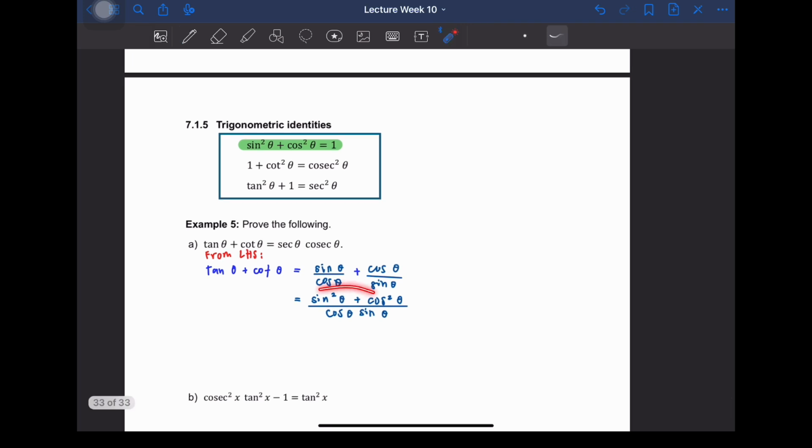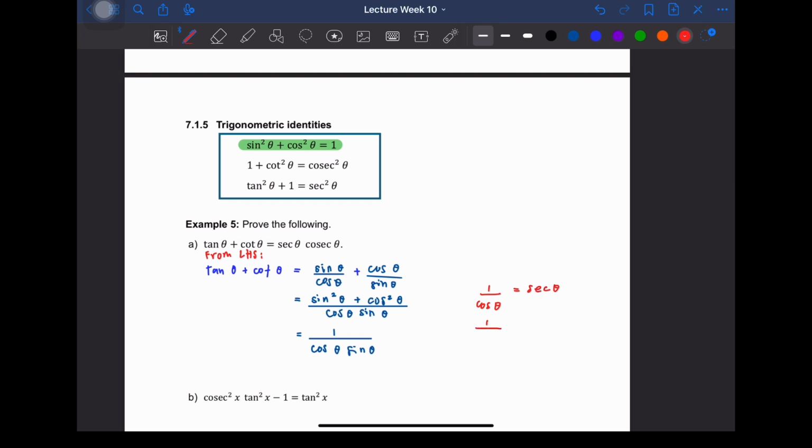So up here we see we have sin square plus cos square. Sin square theta plus cos square theta is equal to 1. Okay, so change the numerator into 1. And we have down here cos theta sin theta. Okay, just a little bit more. So, and then we know that kita tahu 1 over cos theta is equal to secant theta.